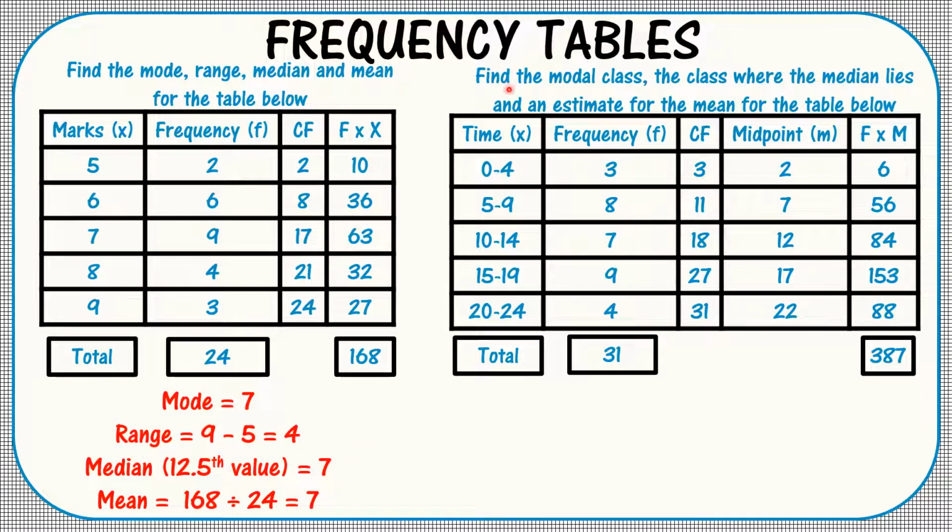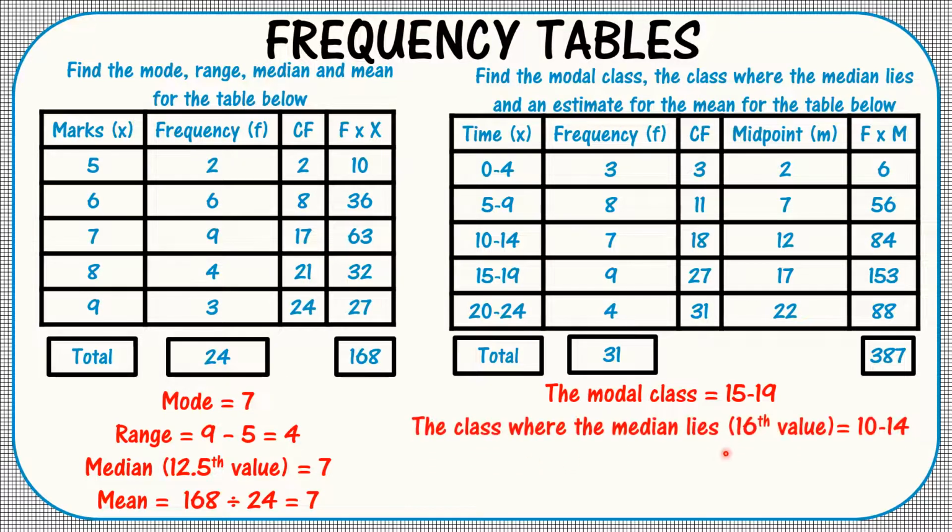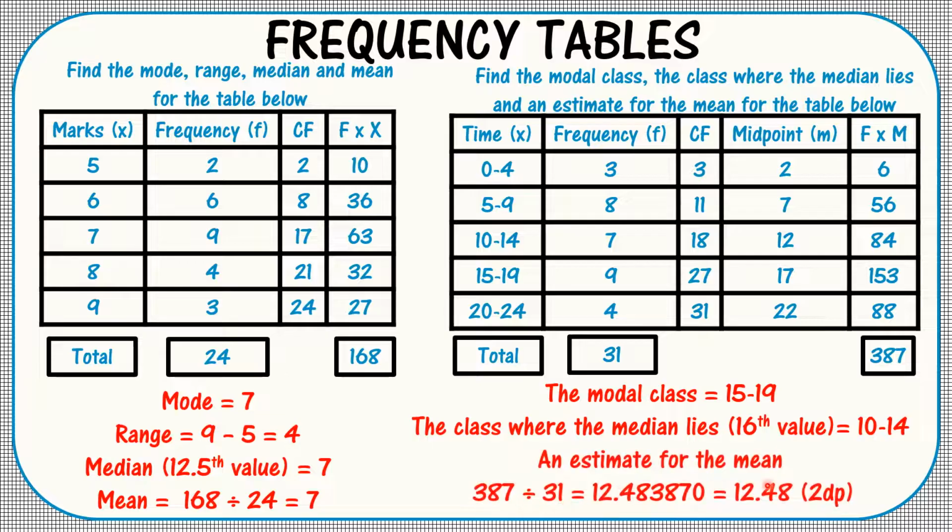For the next question, find the modal class, the class where the median lies, and an estimate for the mean for the table below. The modal class is the class which has the highest frequency. As you can see, the highest frequency is 9. Therefore, the modal class is 15 to 19. The class where the median lies is the 16th value, which is equal to 10 to 14. And an estimate for the mean is this 387 divided by 31, which is equal to 12.483870, which is equal to 12.48 to 2 decimal places.